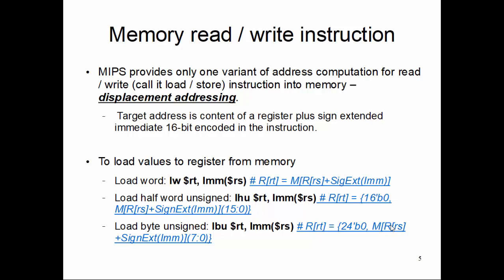Address is computed by R of RS and then the sign-extended immediate value. Add them up, we get the address. We read that address, get 32-bit, pick up 8-bit from that 32-bit and store it in the lower 8-bit of the RT. So that is load byte unsigned, LBU. LW, LHU, LBU, these are your loading operations.